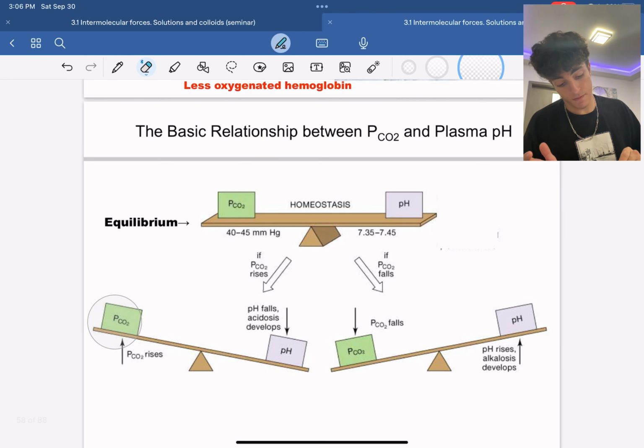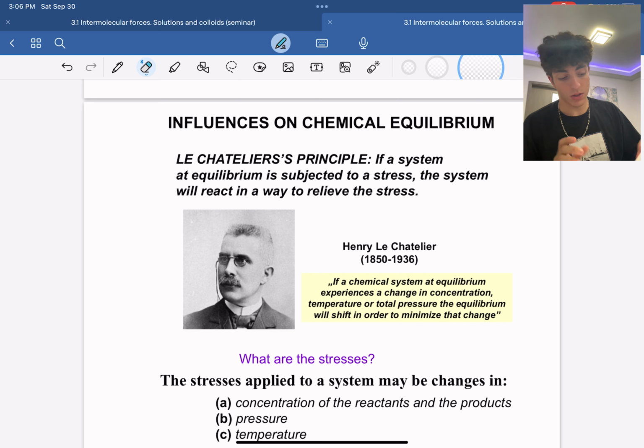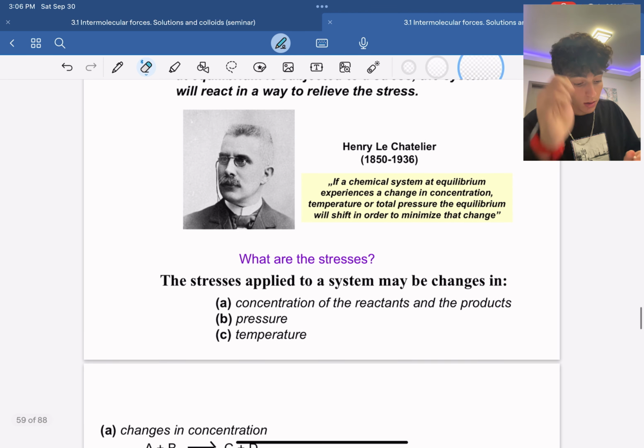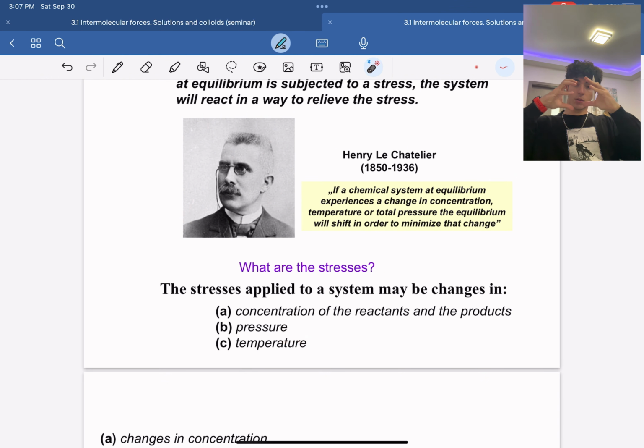This is the example I gave about the seesaw, same thing, but just with blood pH. This is Le Chatelier's principle. So in minimal terms, it says if a system at equilibrium is subjected to a stress, the system will react in a way to relieve the stress, right? The seesaw. More weight, you have to put more weight here to balance it out, okay? And as I said, this happens with concentration of reactants and products, pressure, temperature. Pressure and volume, okay? Because if you make the volume smaller, pressure goes up. They go hand in hand, right?